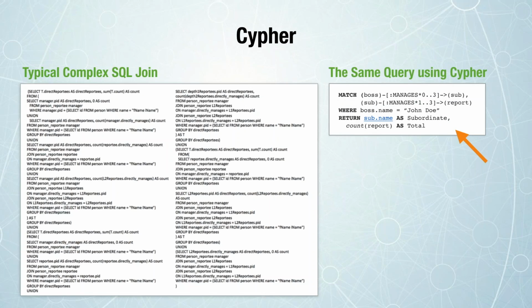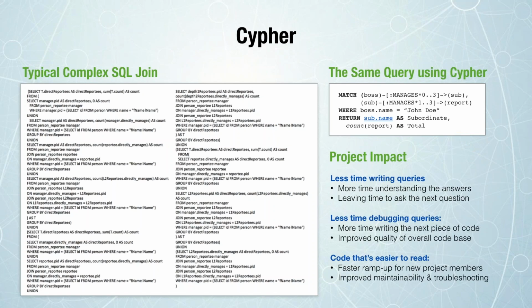And that same query using Cypher looks something like this. Find me a boss who manages a subordinate, and that subordinate manages other reports up to 3 degrees in each case, where the boss's name is John Doe. And then return the subordinate's name as well as how many total reports that subordinate has. So with having Cypher, it allowed them to spend less time writing their queries, less time debugging their queries, and made for code that was much easier to read.